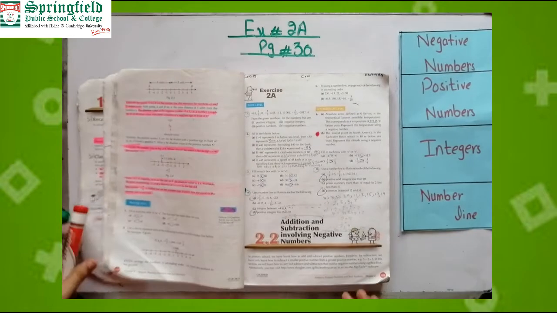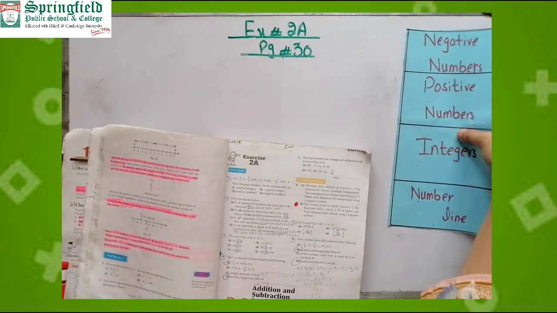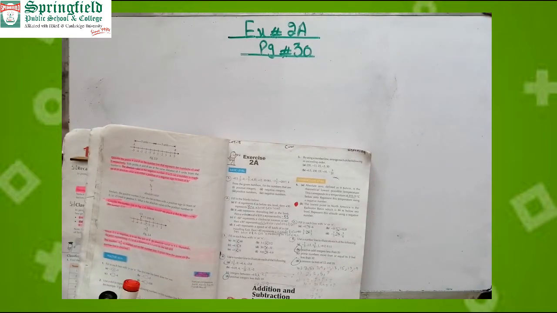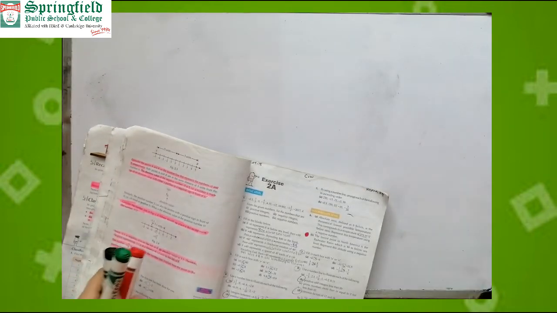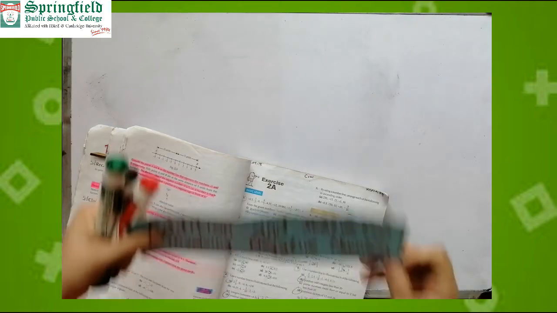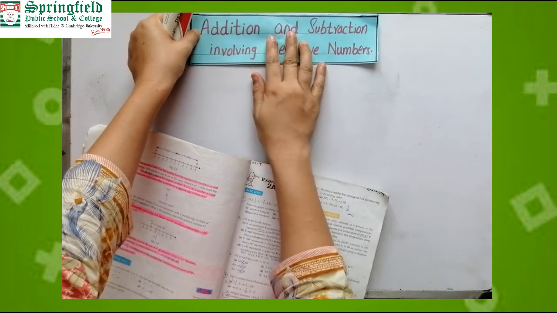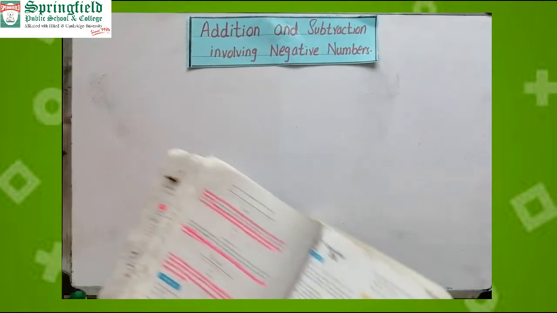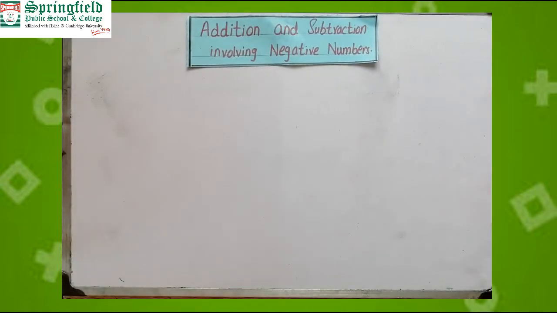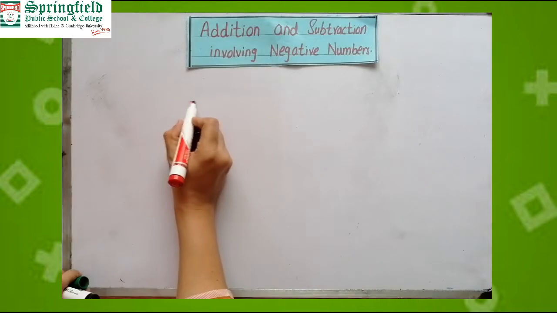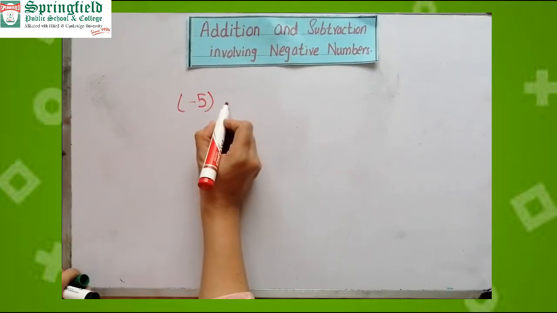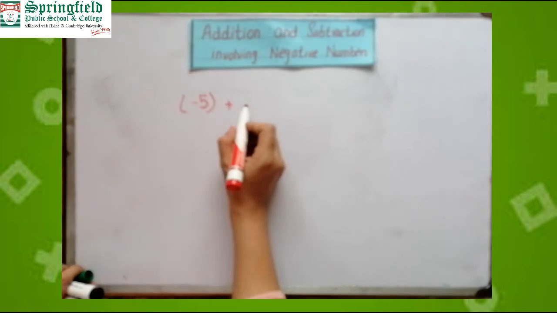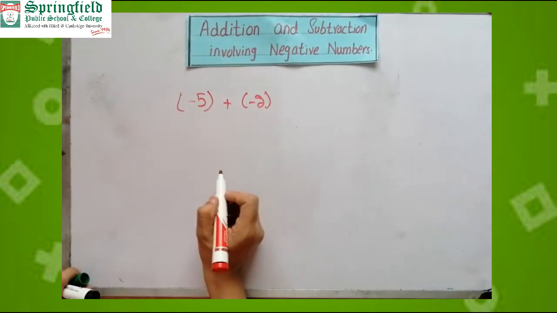Now come to the second topic. And the second topic is addition and subtraction involving negative numbers, that is, how we can add and subtract involving negative numbers. Fine. So let's suppose there are two numbers. There are two numbers, -5, which is a negative number, and -5 is added with -2. So what will be the answer?